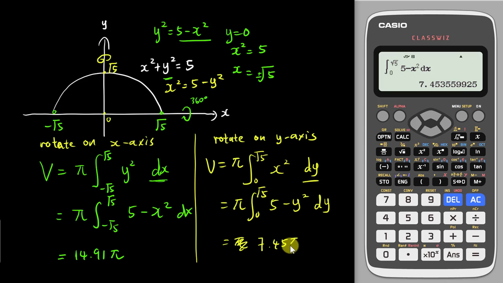So it will be 7.45 pi. So if you use this number times 2, you will get exactly the same value here, because we rotate on the y-axis, the volume is just half of it. How do I know that? Because this one is from negative square root 5 to square root 5. This one is from 0 to square root 5. So I know the volume here is just half of it. Okay, so this is different when he rotates on the x-axis and he rotates on the y-axis.